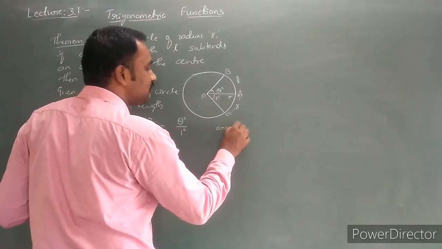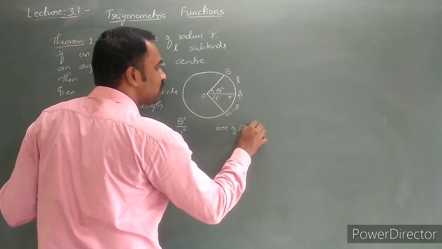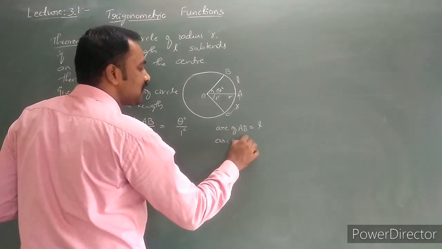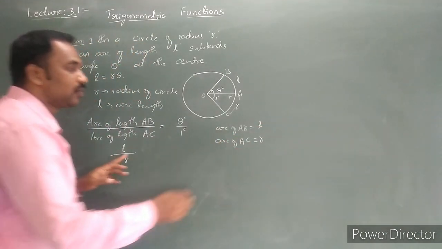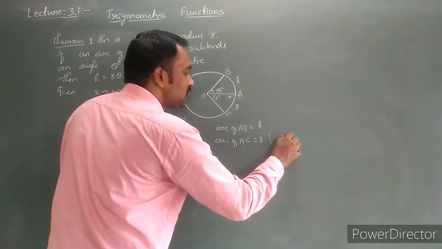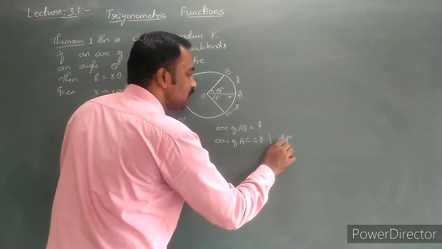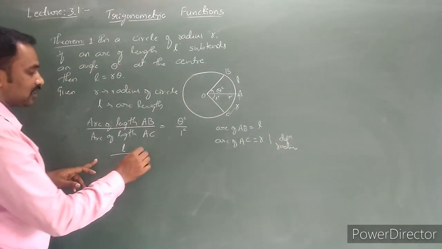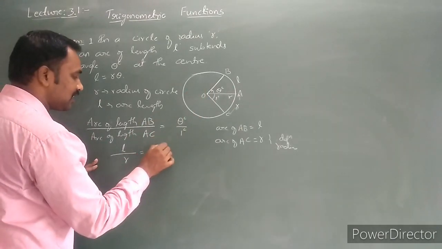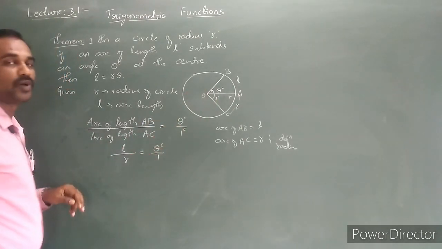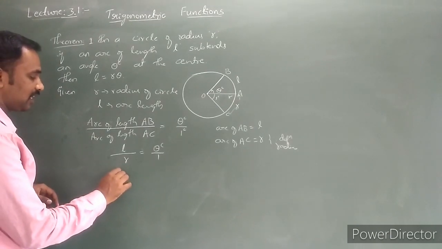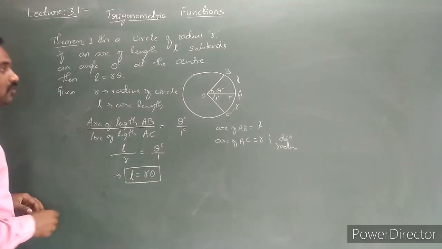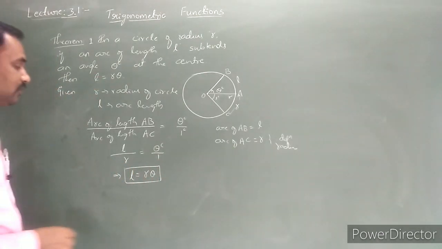Arc length of AB is equal to L. And similarly, arc length of AC is equal to R, because of the definition of the radian. Similarly, on the right-hand side, theta radian divided by 1 radian, as it is. Now, cross multiply and simplify. What we get? L is equal to r theta. I got that: L is equal to r theta.